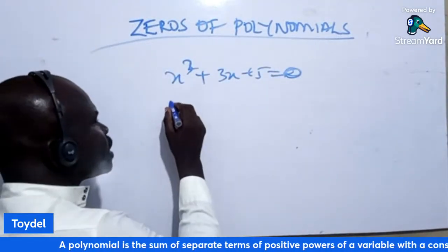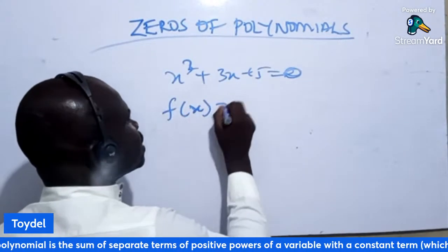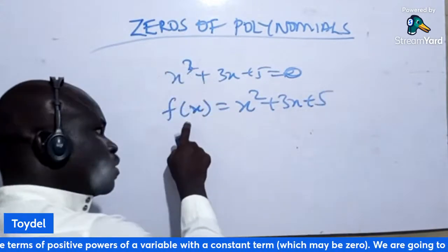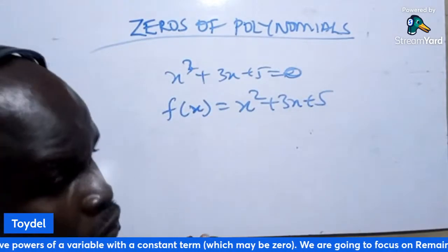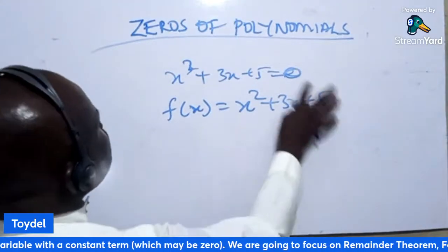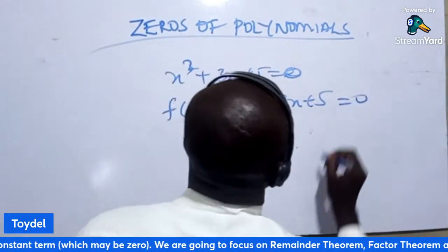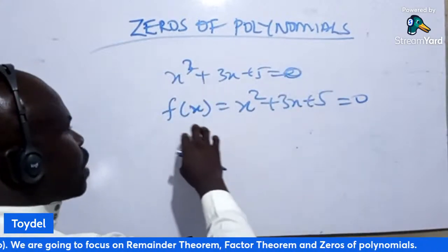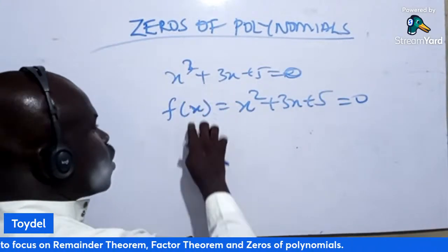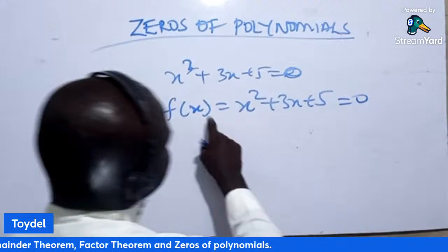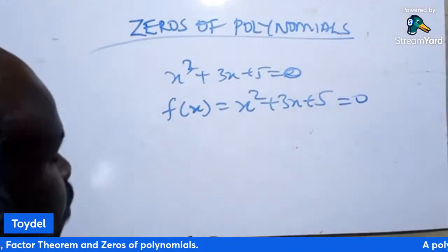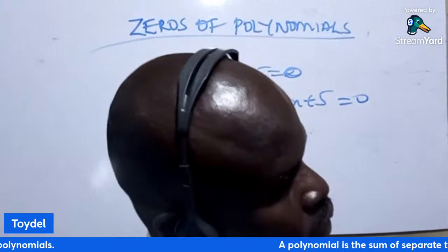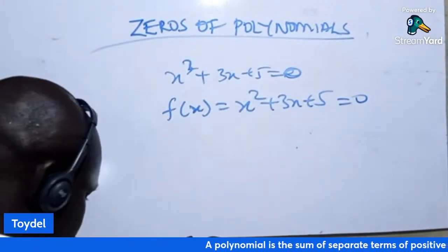But if you have, say, f of x is equal to x squared plus 3x plus 5, this is the function. So you can't be talking about the root of the equation. The only thing we can do to this function is to equate it to 0. So if you equate this to 0, then when we solve the function, we can't call this root of the equation, we call it the zeros of this function. So under the zeros of polynomial, it simply means that whatever polynomial we are given, we equate it to 0 in order to get the zeros of that polynomial.